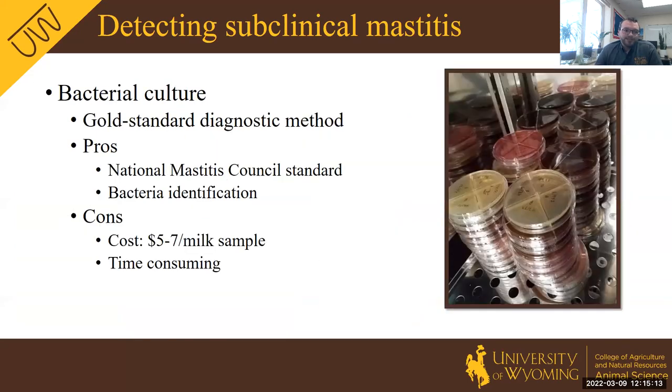So bacterial culture is the gold standard diagnostic method. It involves culturing the milk samples, so we can plate the milk sample onto these petri dishes on different medias. That's why they're different colors, because they differentially select for different types of bacterial organisms. So bacterial culture is the National Mastitis Council standard, and there are set protocols to diagnose subclinical mastitis using a variety of different growth or culture medias. And then once we actually culture these milk samples, we can observe colony growth, which would indicate subclinical mastitis. And then we can take those colonies and actually detect and identify the bacterial species that cause mastitis. Again, because some of those bacterial species are more pathogenic, they might be more contagious, and others are less pathogenic.